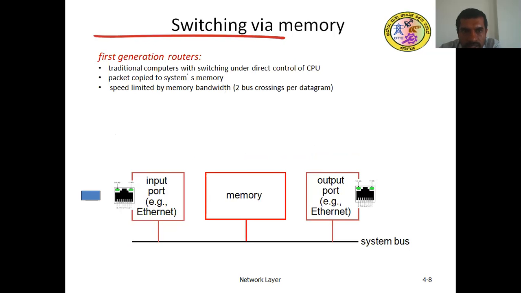Switching via memory: the first generation routers used switching via memory, where traditional computers switch under direct control of the CPU. The packet is copied into the system's memory, and the speed is limited by memory bandwidth, with two bus crossings per datagram. So the packet goes from the input port to memory, and from memory to the output port.